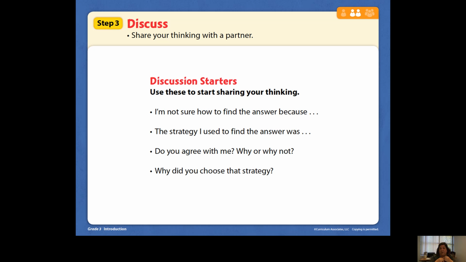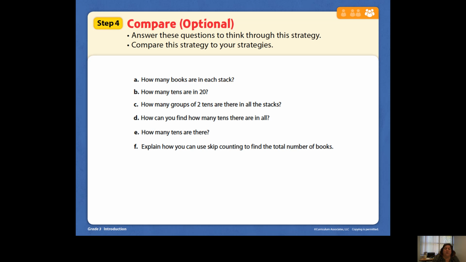Do you agree with me? Why or why not? Why did you choose that strategy? So that one kind of goes along with that second one, like I said. So these are the questions that we have underneath our picture on our page.